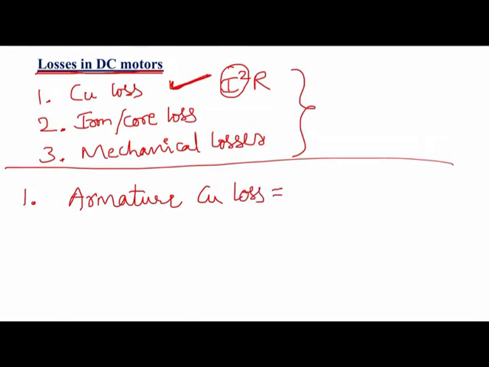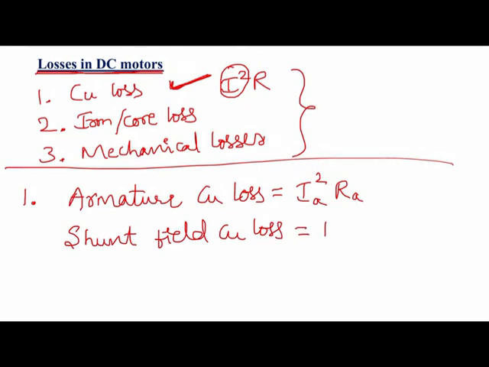The formula to calculate the armature copper loss is the current flowing through the armature winding Ia squared, into the resistance of the armature winding Ra, that is, Ia square into Ra, where Ia is the current flowing through the armature winding and Ra is the resistance of the armature winding. Similarly, we have field copper loss. For a shunt motor, it is the shunt field copper loss, given by the shunt field current Ish square into the resistance Rsh.